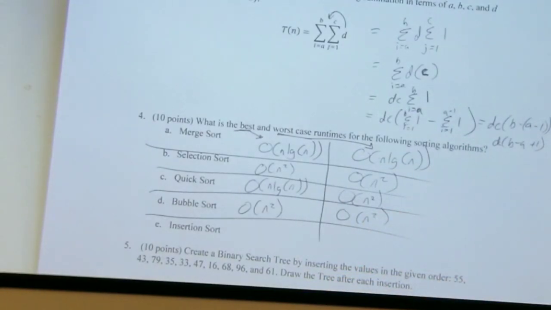And then insertion sort? What's the best case? So why would it be n?